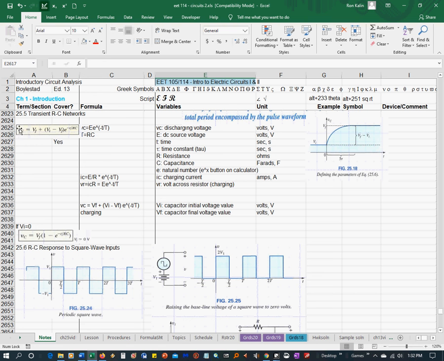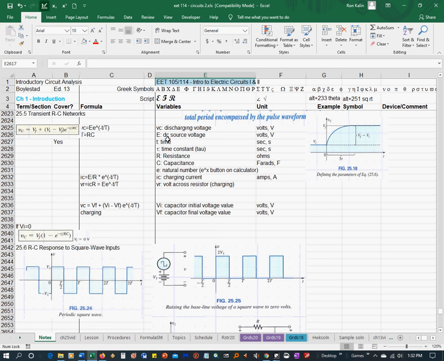This is the voltage across the capacitor, and this is the generalized equation. It's the final voltage plus the quantity of the initial voltage minus the final voltage times e to the minus t divided by RC, which is tau, if you remember that. Tau equals RC. So VC is the discharging voltage in volts.